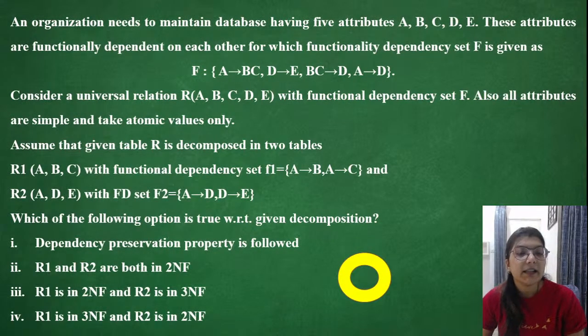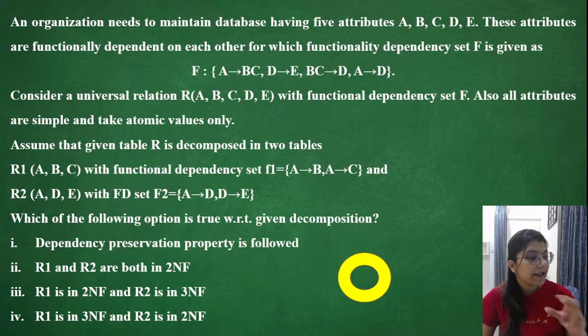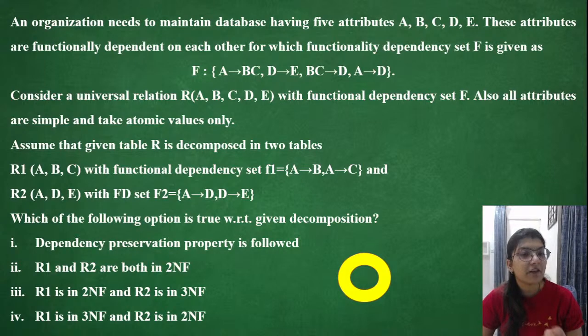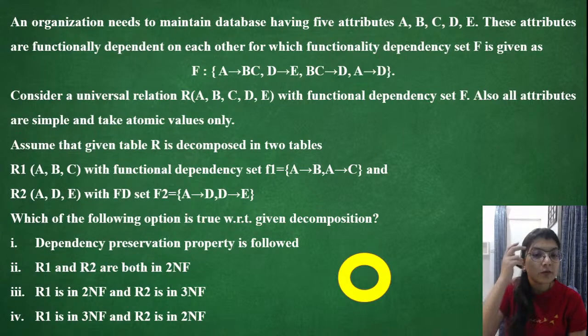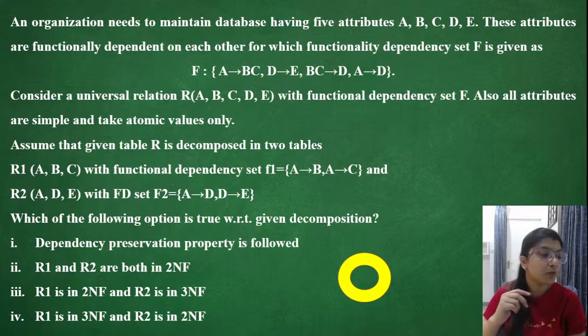Okay, next question. Now they have divided this relation R, with attributes A, B, C, D, E, and it has been decomposed into 2 tables. Table 1 with A, B, C and functional dependencies A determines B and A determines C. And table 2 with A, D, E, that is A determines D and A, D determines E. Now you have to tell which of the following is correct with respect to the given decomposition. Try everyone.